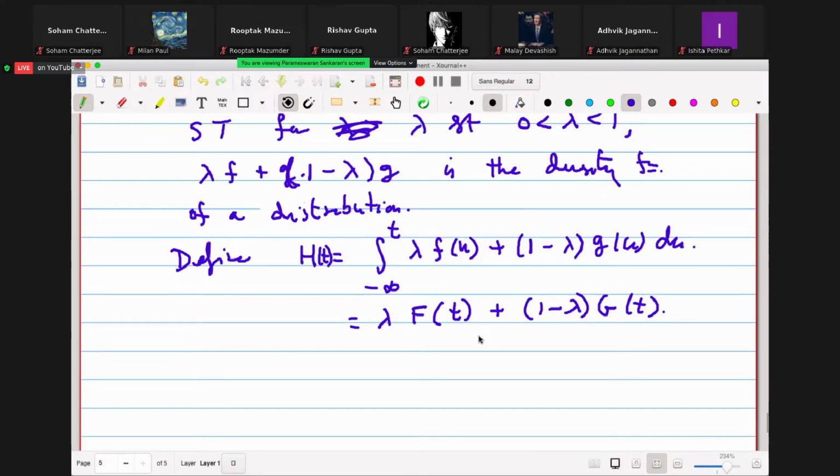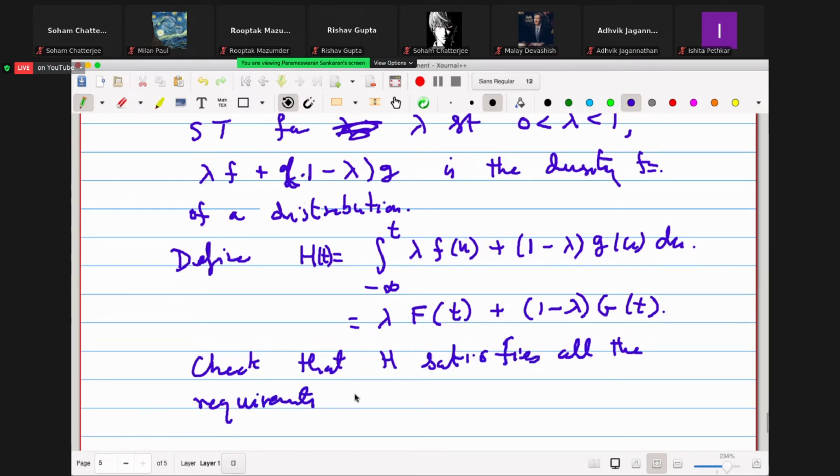So I am taking a convex linear combination of capital F and capital G. Is that a distribution function? You have a set of axioms, no? For some function to be a distribution function, you check that. Check that H satisfies all the requirements for it to be a distribution. That's it.